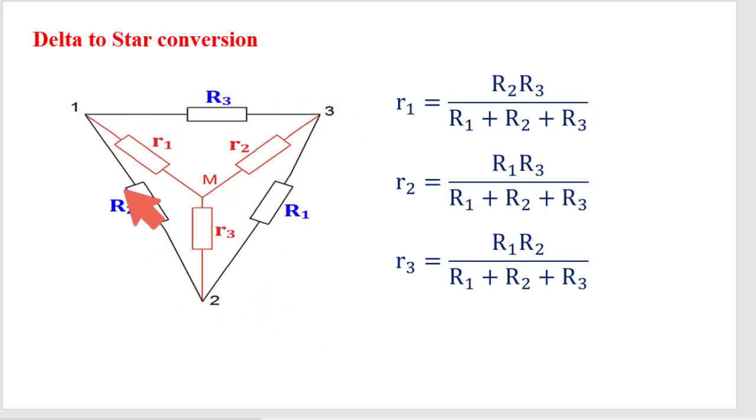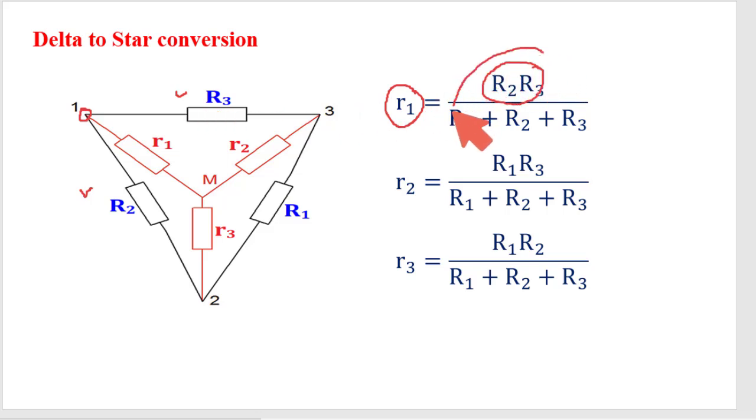This is the delta combination with the resistances R1, R2 and R3, and this is the star combination with the resistances small r1, small r2 and small r3. So from this combination I need to find out the value of small r1, small r2 and small r3. So what will be small r1? Small r1 is related with the point 1, which is related with the resistances R3 and R2. So small r1 is equal to R3 R2 divided by the summation of R1, R2 and R3.